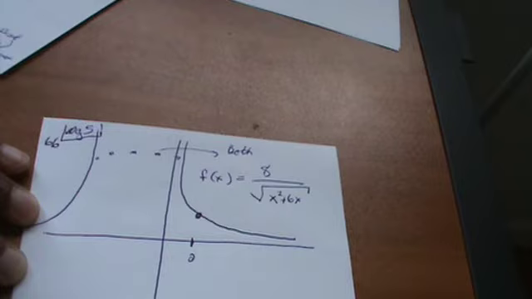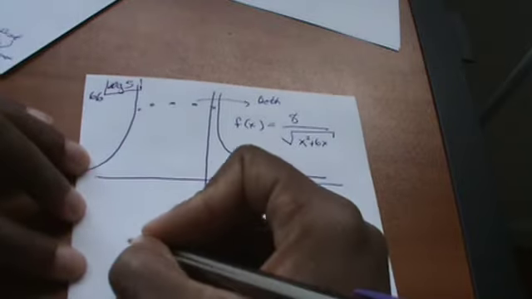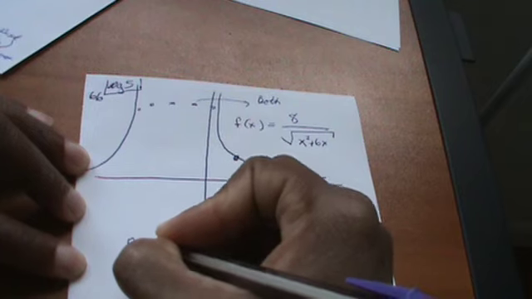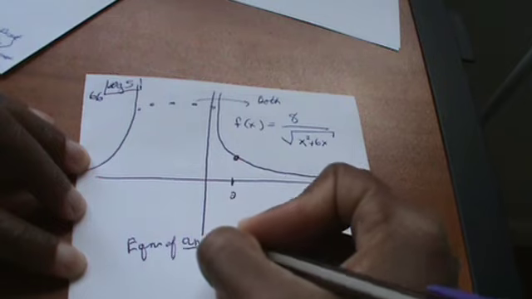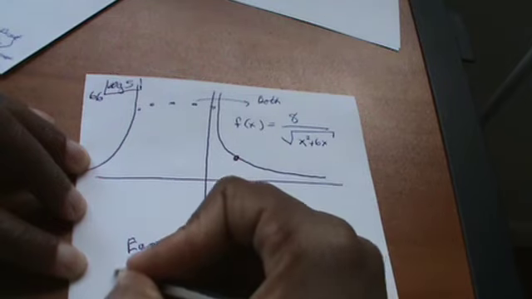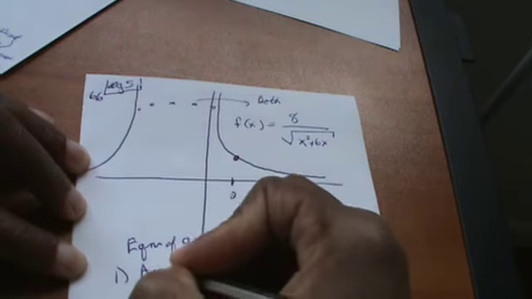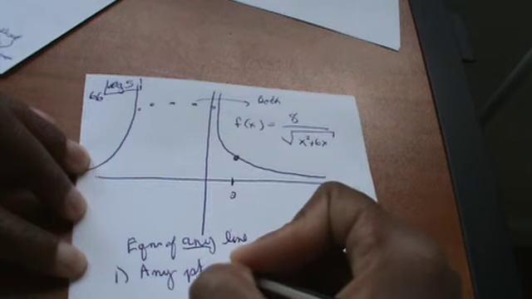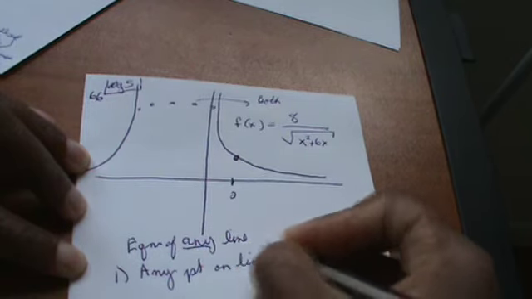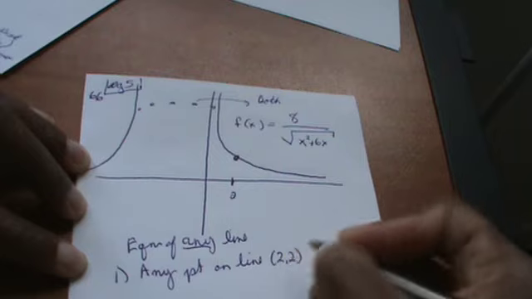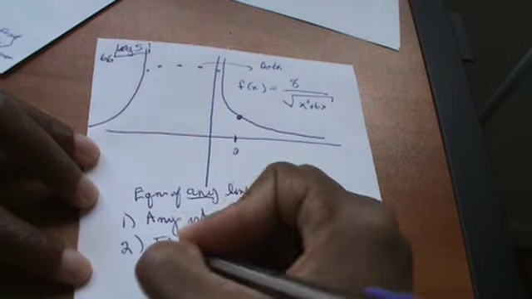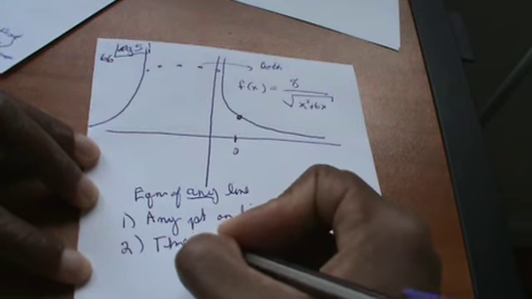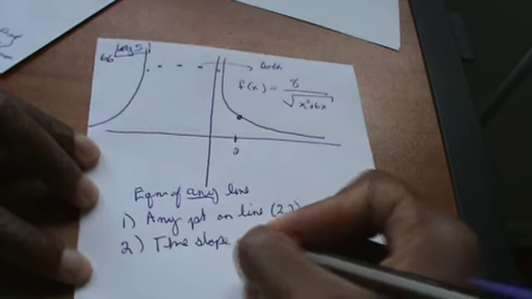All right. So as I mentioned, in order to find the equation of any line, you need two things. And you have to keep this in mind. Equation of any line. And the first thing you need is any point on the line. And they've given you one, 2, 2. And then the second thing you need is the slope of the line.